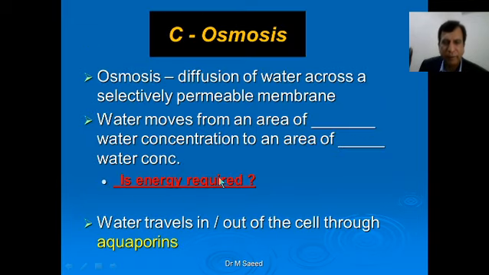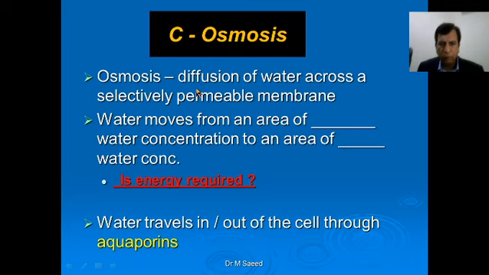Osmosis is another type of passive transport. Osmosis is related with the diffusion of water only. Diffusion of water across a selectively permeable membrane. When we say selectively permeable membrane, that means the membrane allows only water to move in and out of the membrane.